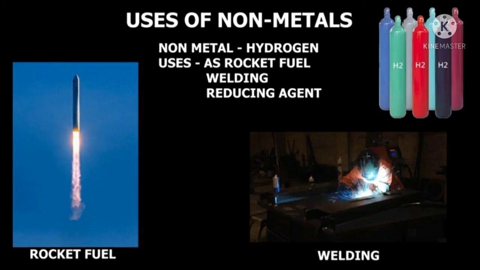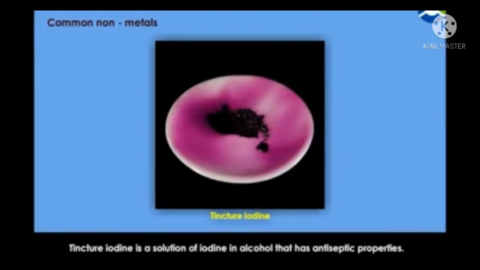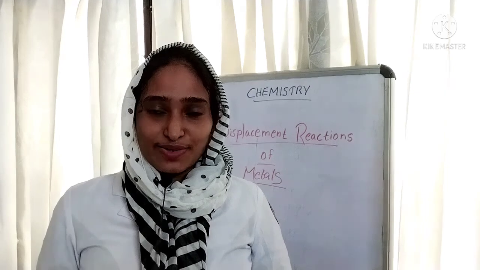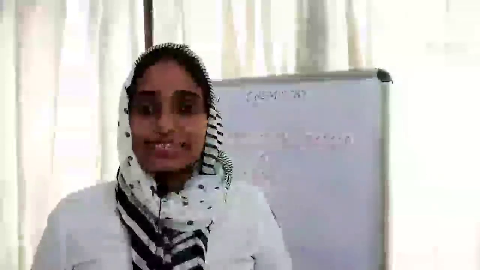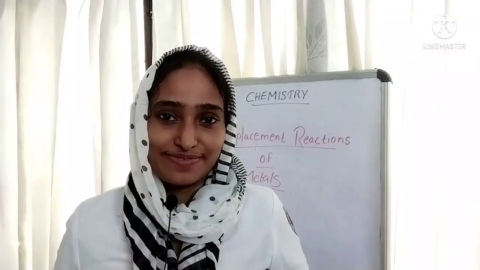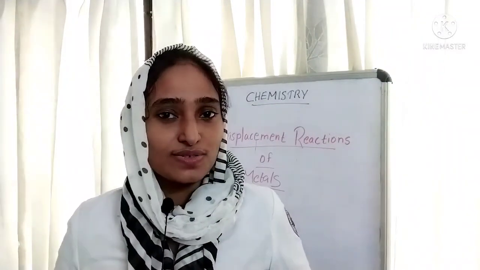Hydrogen is a non-metal. It is a reducing agent and is used as rocket fuel and for welding purposes. The non-metal iodine is a purple colored solution which is applied on wounds as an antiseptic. Carbon in the form of graphite is used in dry cells, and in the form of diamond is used in jewelry and cutting glass. So our chapter is completed. In this chapter, we learned about physical and chemical properties of metals and nonmetals and some uses of metals and nonmetals. I hope all of you understood this lesson.